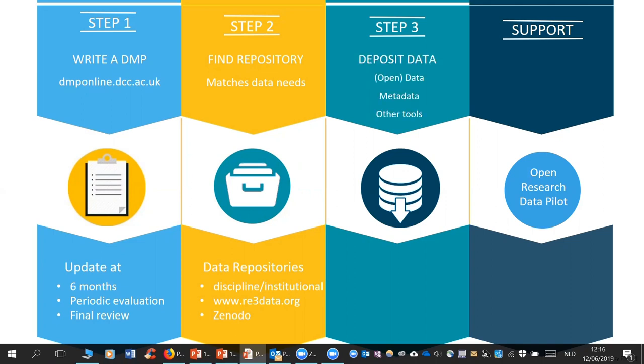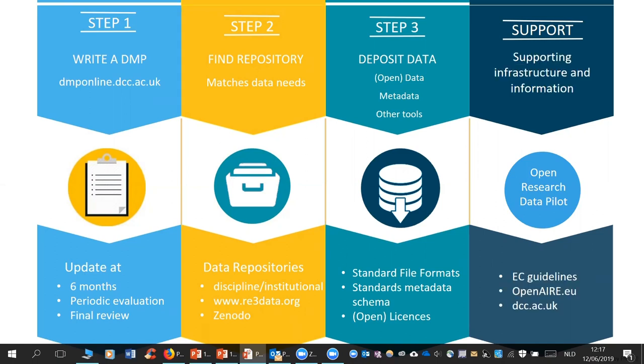Step three, deposit your data, so upload it in a repository. So, of course, the data sets you want to make available together with metadata and any other tools to understand the data. Make sure to use standard file formats, standard metadata schemas, and attach a license, an open license, if that's possible. If you're looking for support, look at the EC guidelines. OpenAIRE can help you, and I also find the website of the Digital Curation Centre in the UK very helpful for some of the questions.